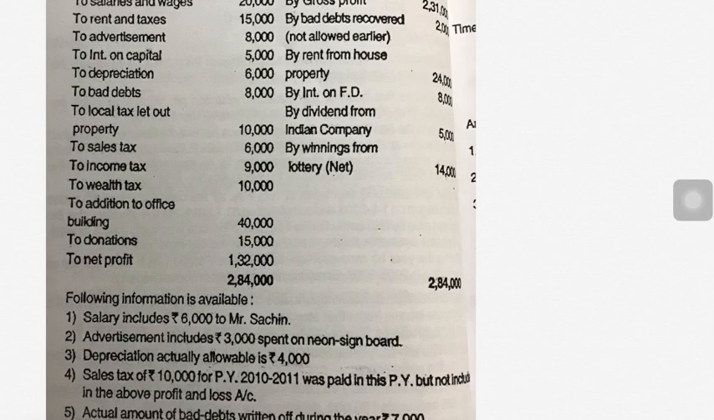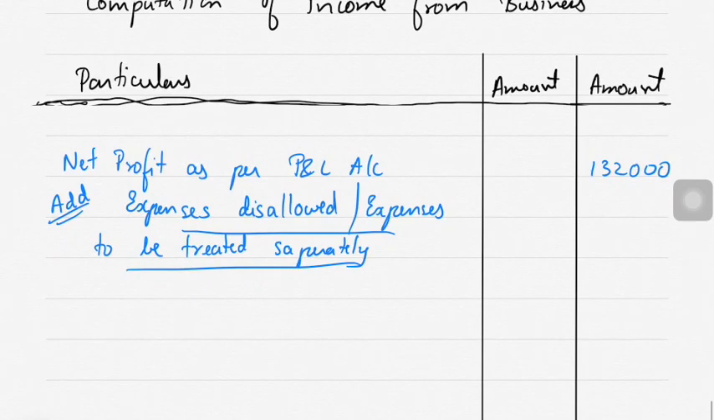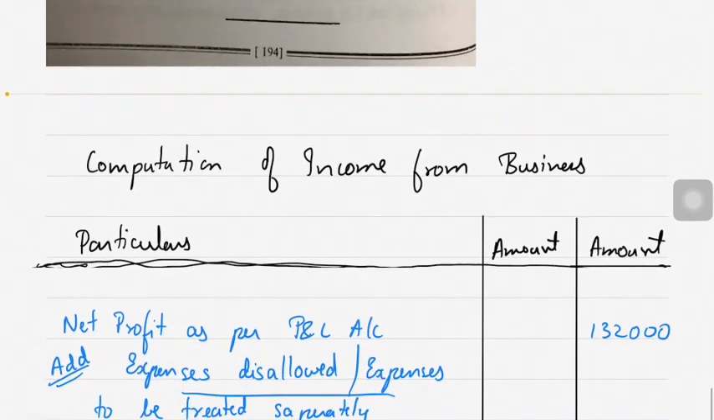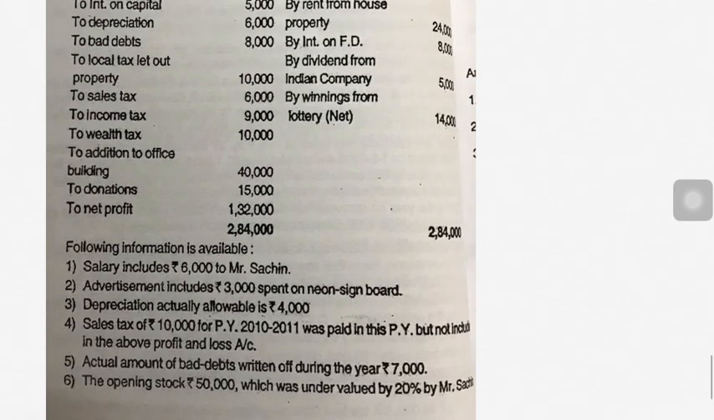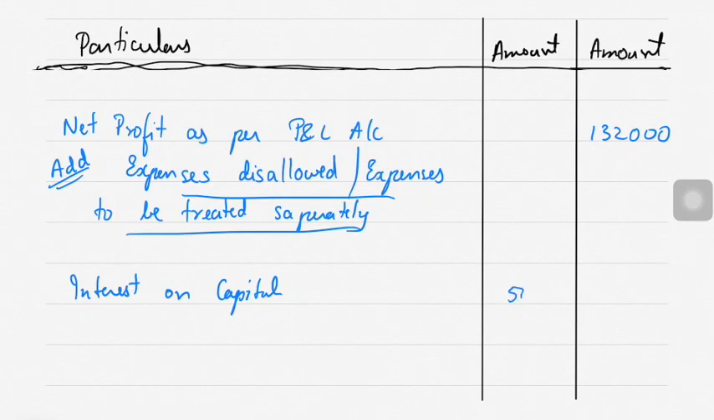Let's see the debit side. To salary and wages is a P&L item. To rent and taxes, P&L item. To advertisement, P&L item. To interest on capital. Interest on capital is not a P&L item, correct? So interest on capital is 5,000.